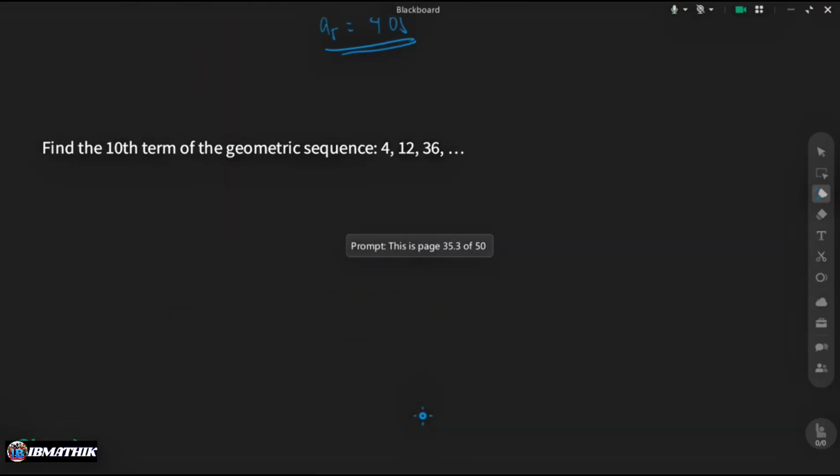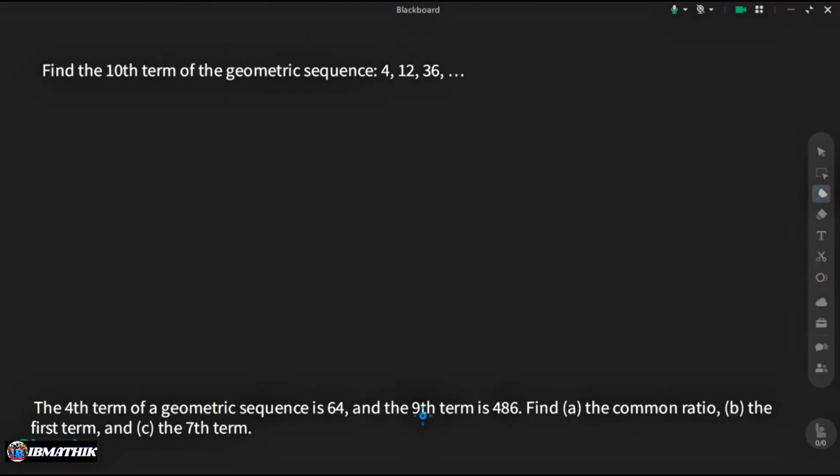Next, example number 2. Find the 10th term of the geometric sequence 4, 12, 36. So again, our first step for our solution is to find the first term. In this case, our first term is 4. What is our r? Again, when we say common ratio, it is the ratio of two consecutive terms. So this is our first term and second term. So what is the ratio?